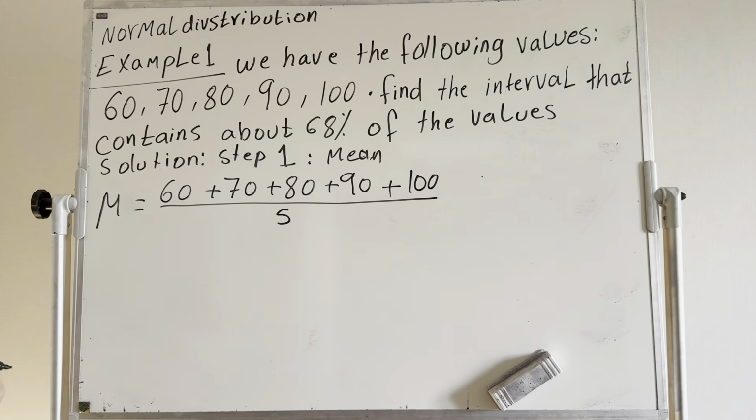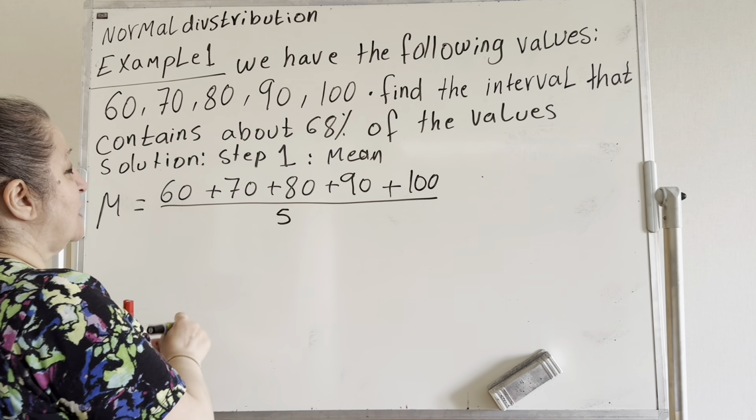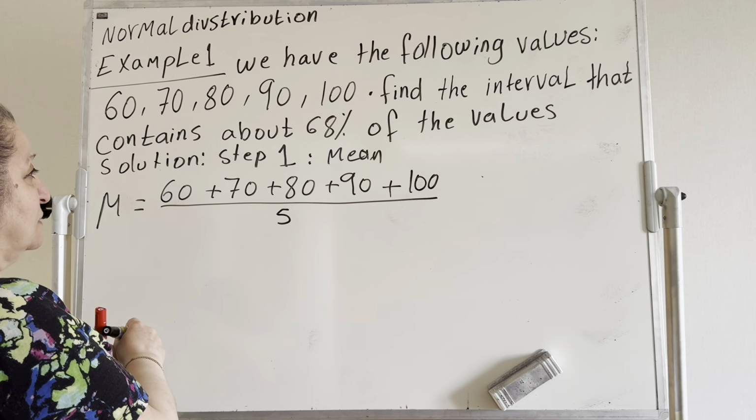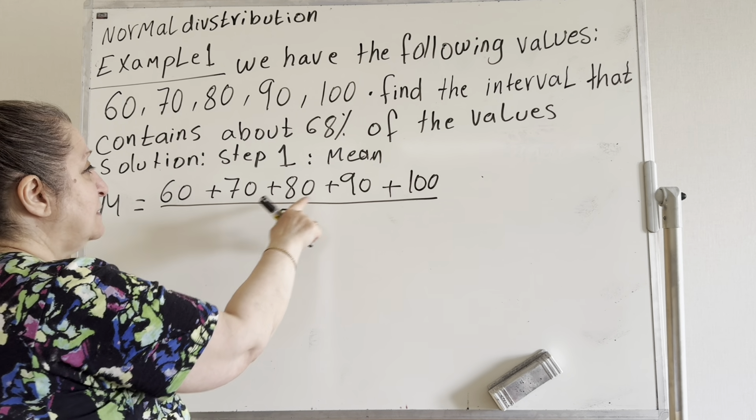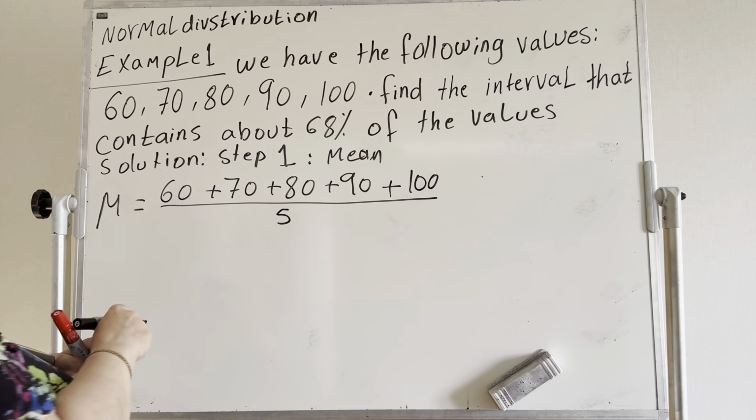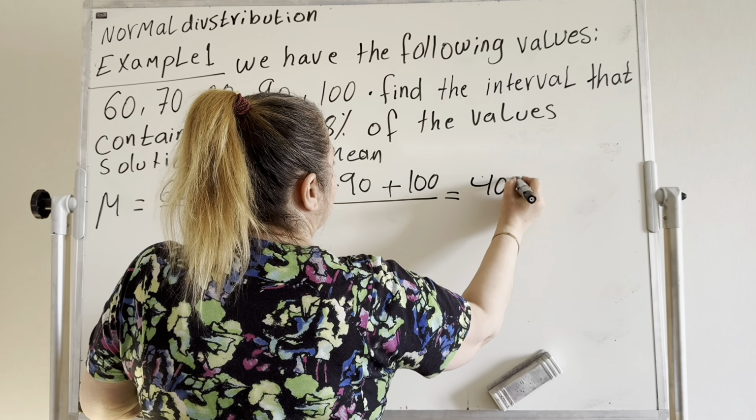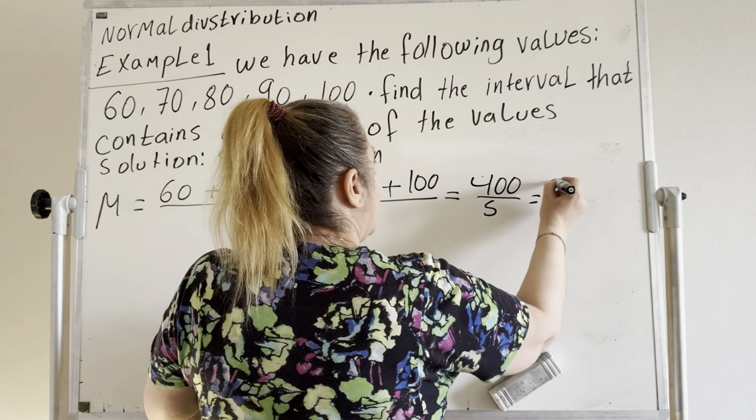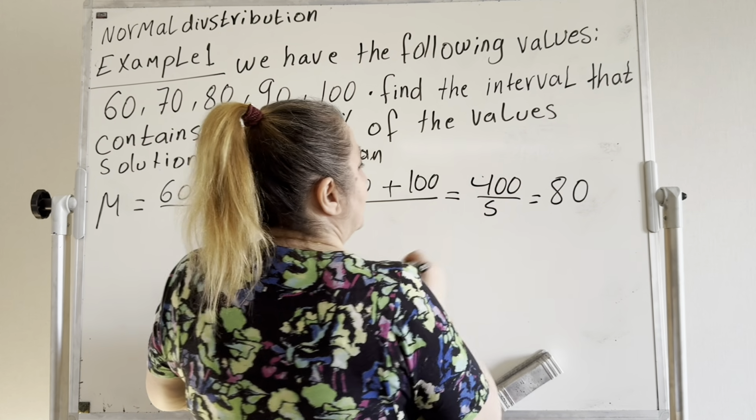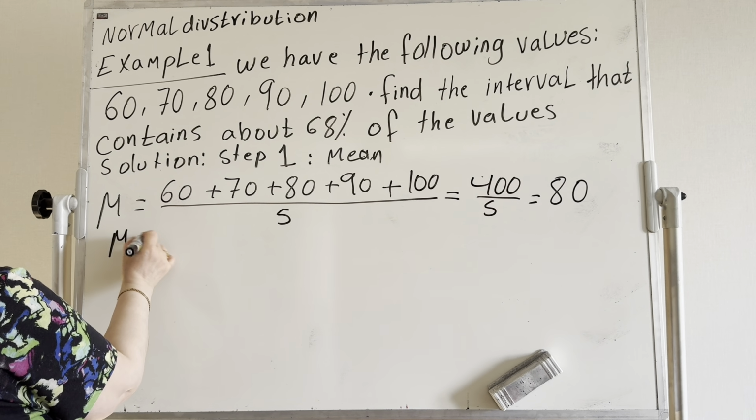60 plus 70 equals 130. 130 plus 80 equals 210. 210 plus 90 equals 300. 300 plus 100 equals 400. So 400 divided by 5. 40 divided by 5 equals 8, and I have remainder 0, so it equals 80. So the mean equals 80, mu equals 80.